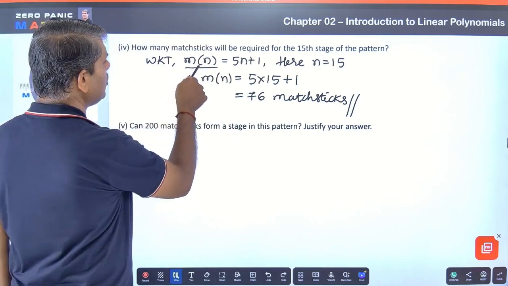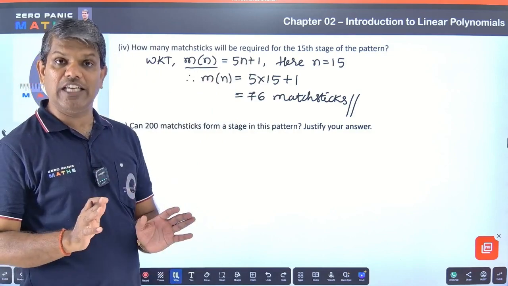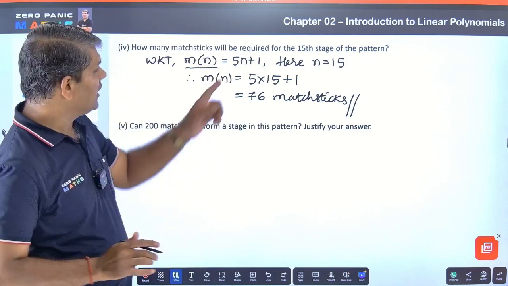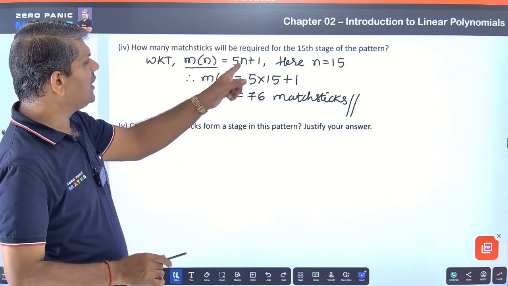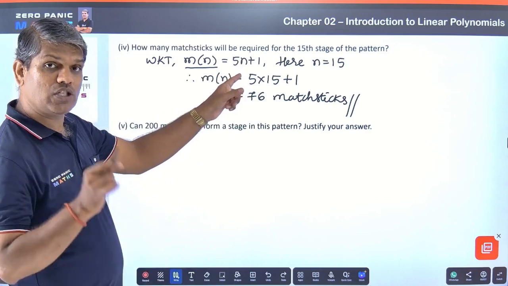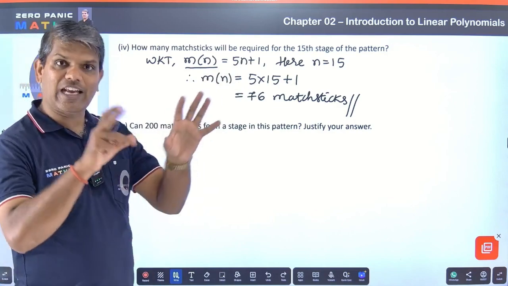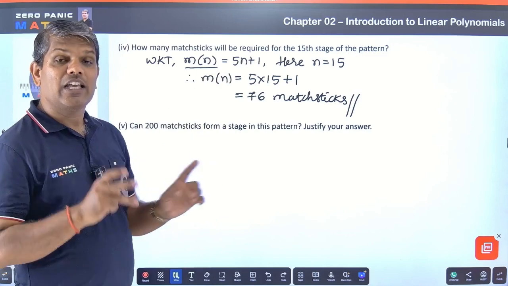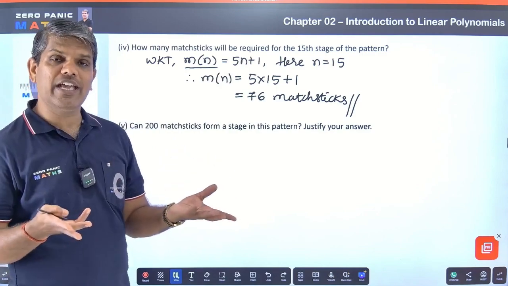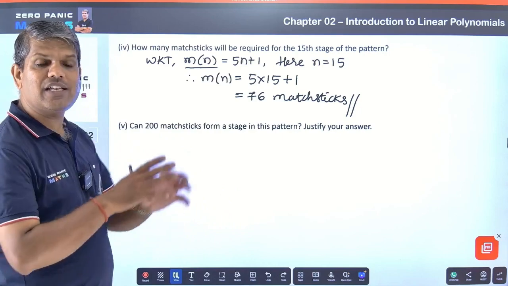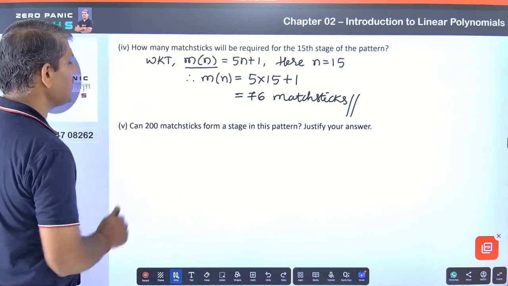Okay, so substituting m of n is equal to 200, if I get n as a positive integer, because n represents a stage number, right? You should always get n as a positive integer, then only can you say that 200 matchsticks can form a pattern of this kind. If you don't get that value as a positive integer, then there is no stage where 200 matchsticks can form this pattern. That is what our conclusion should be. You understood this? Okay, let us find that out.